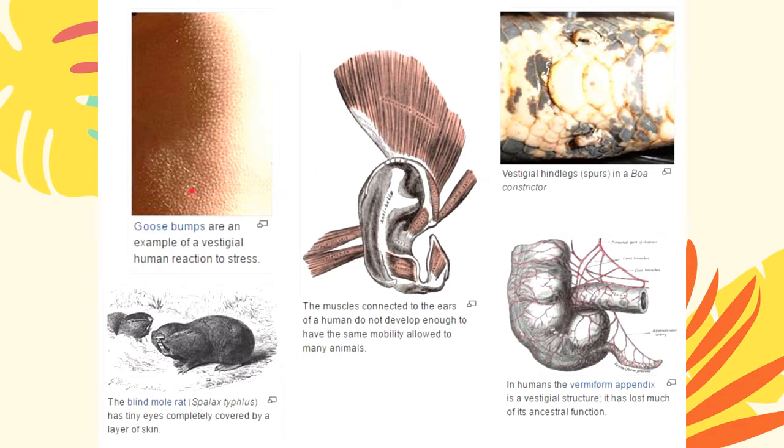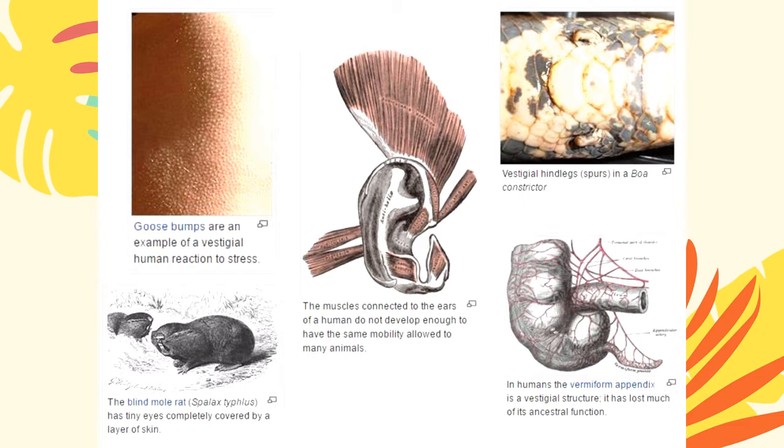Goosebumps are also examples of vestigial structures. If you've noticed this in dogs and cats, whenever they get stressed or angry, their hair will stand on end to make themselves appear bigger against their enemies. Our ancestors used to be covered with fur, so they had this ability, but humans evolved over millions and millions of years. Our line of ancestors evolved to have fewer and fewer hairs on our skin, so we lost the ability to make our hair stand on end. But the reaction of goosebumps is still embedded in our bodies.